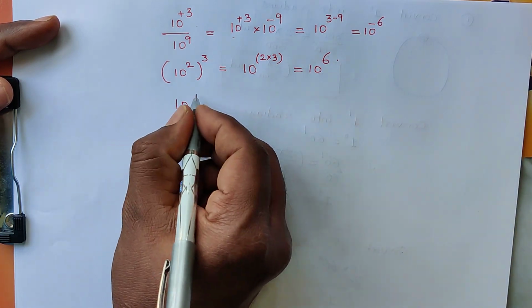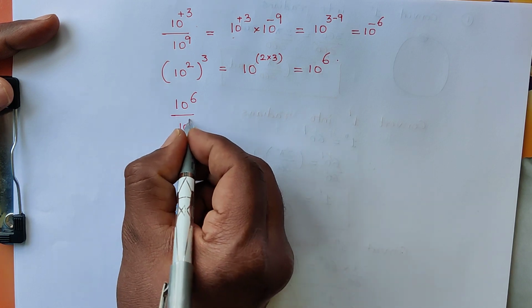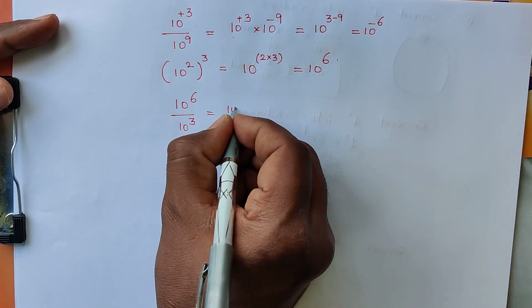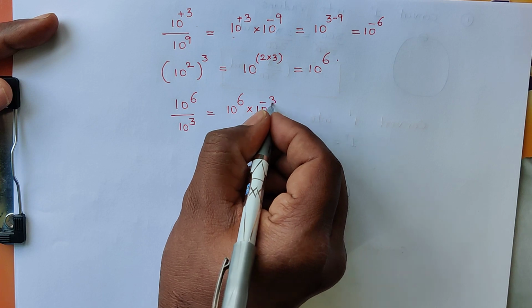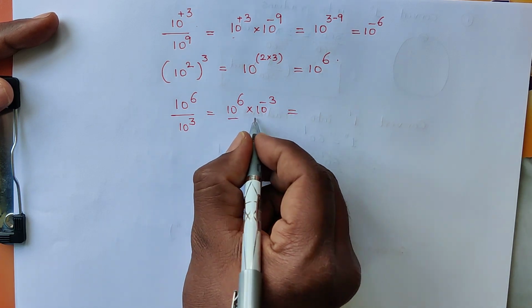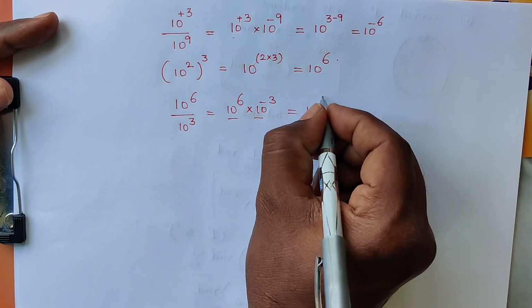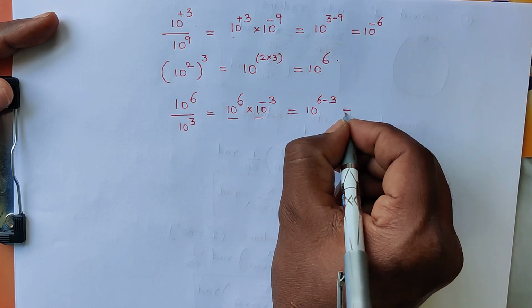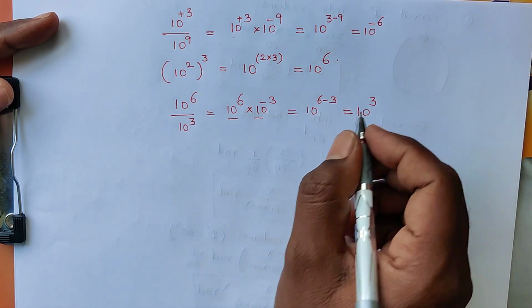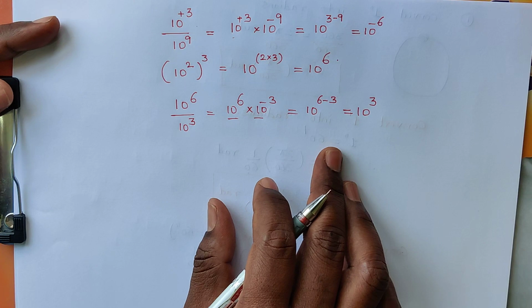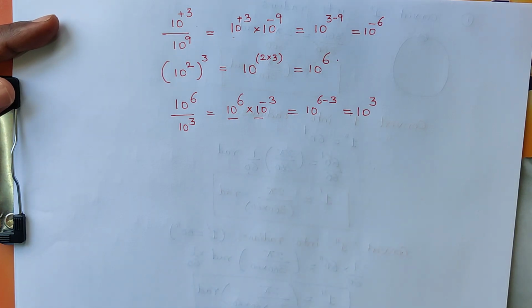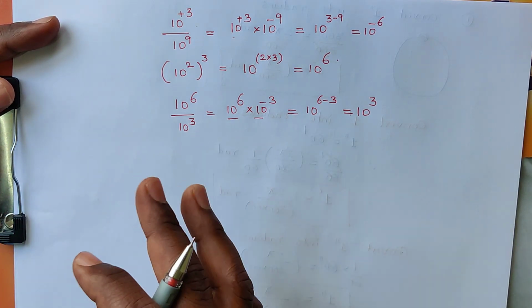Now, 10 to the power of 6 by 10 to the power of 3 is equal to 10 to the power of 6 into 10 to the power of minus 3. As the bases are the same, the powers should be added: 10 to the power of 6 minus 3, which is equal to 10 to the power of 3. It seems these are simple, but many people make mistakes here. That's why I have told you these examples.